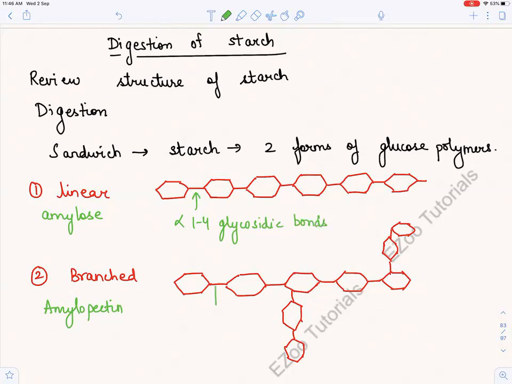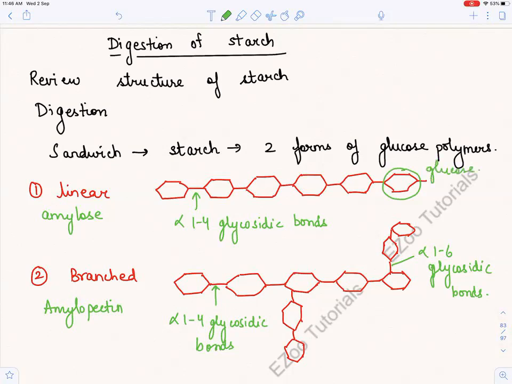And these bonds are alpha 1,4 glycosidic bonds. Similarly here also alpha 1 to 4 glycosidic bonds, right? And where it is branching, it is alpha 1 to 6 glycosidic bonds. I just wanted to tell you this structure so that when you're doing the digestion, it's easier for you. And this that I have drawn is a glucose molecule. Okay, understood?